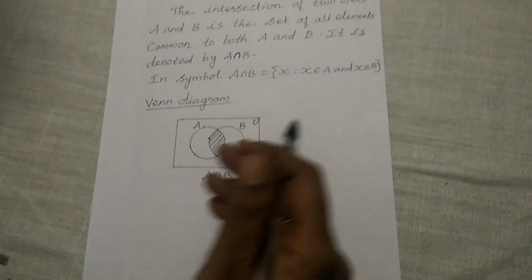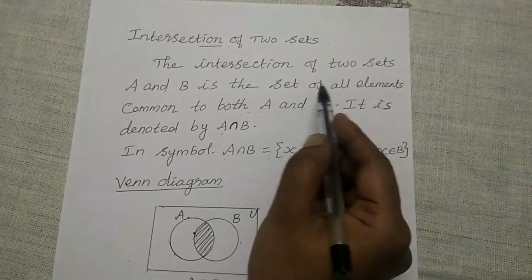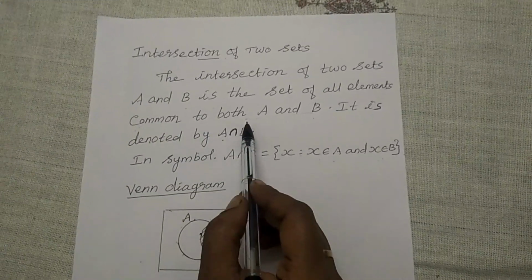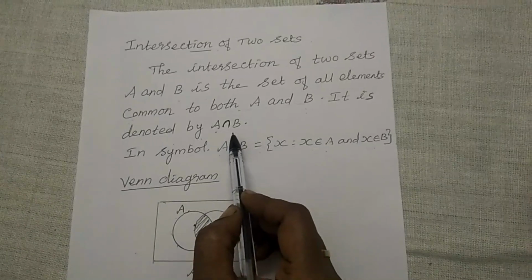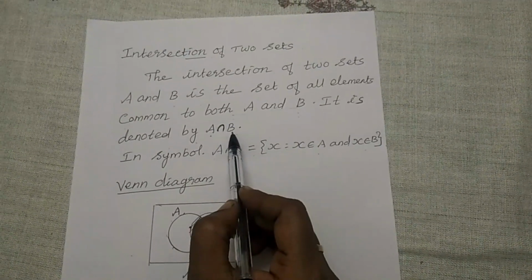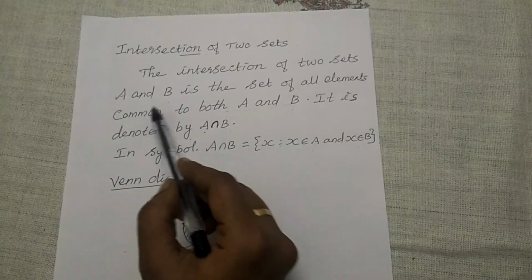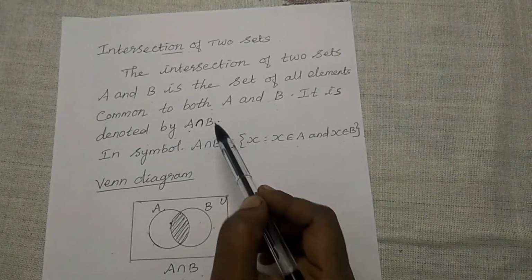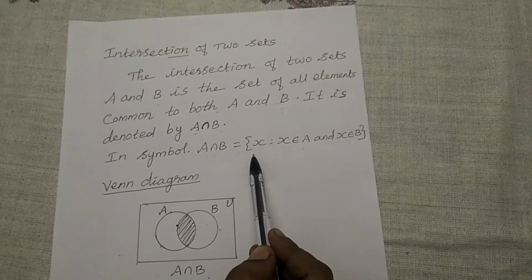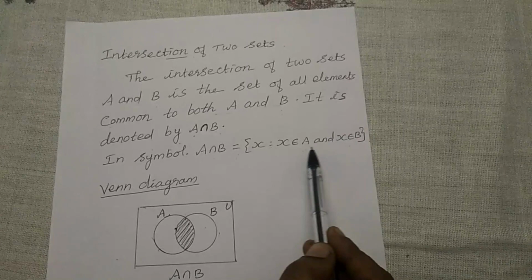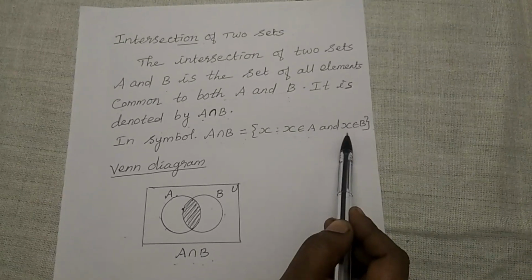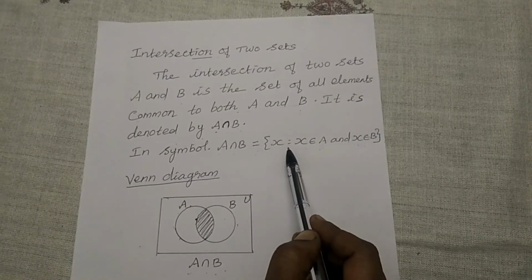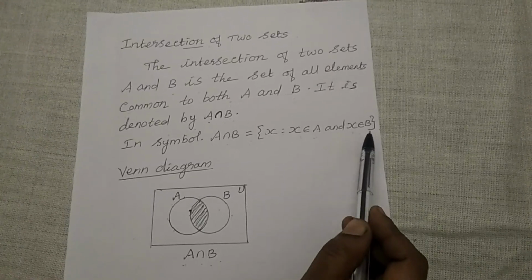Next one: intersection of two sets. The intersection of two sets A and B is the set of all elements common to both A and B. It is denoted by A intersection B. In symbols, A intersection B is equal to the set of X such that X belongs to A and X belongs to B. Both are common.